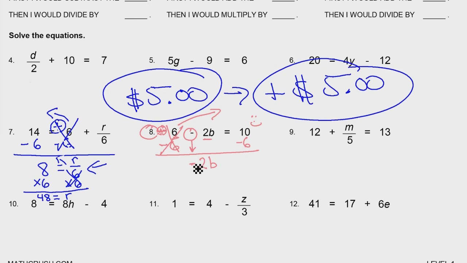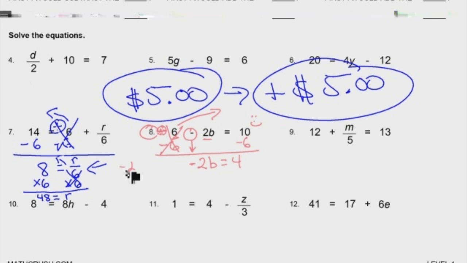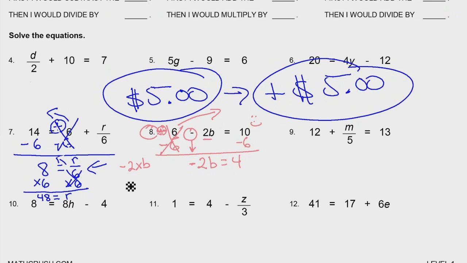That's one of the biggest mistakes people make. They forget about those negative signs. And then we got 10 minus 6 is 4. Well, we know 2b is multiplication. This is the same as saying negative 2 times b. And if we move the negative 2 to the opposite side, we have to do the opposite operation. So this would be dividing by negative 2. So we're going to divide by negative 2 here and divide by negative 2 here. They cancel each other out. You're left with b equals 4 divided by 2, which is 2. And you only have one negative sign, so the final answer is negative.